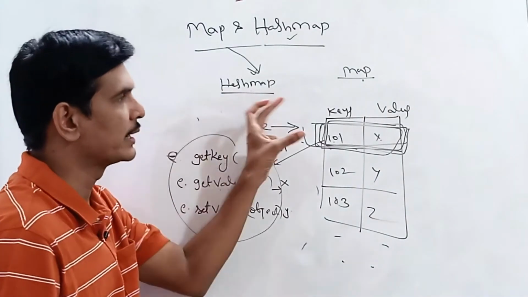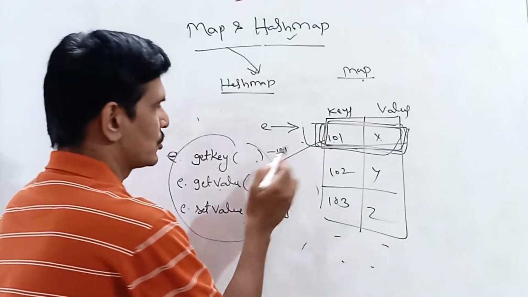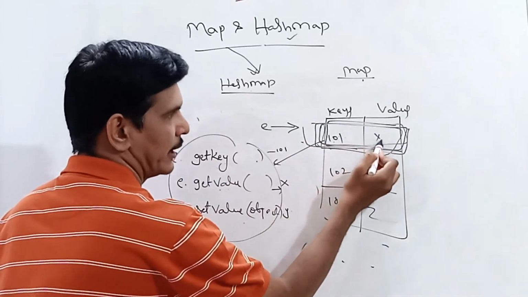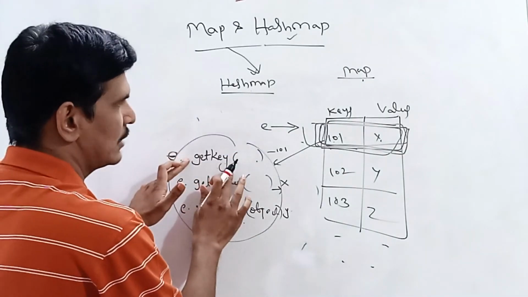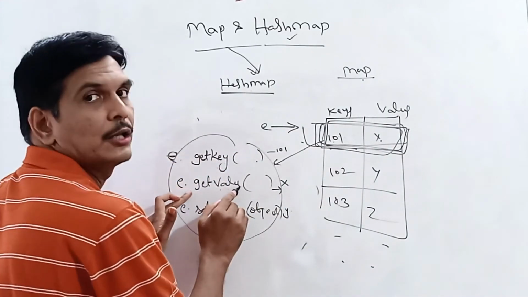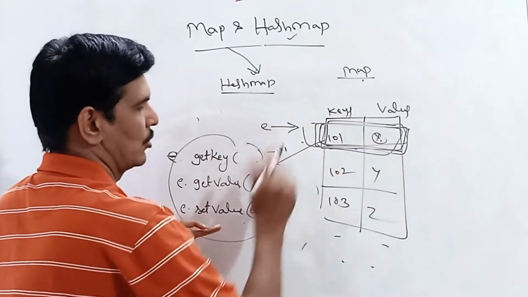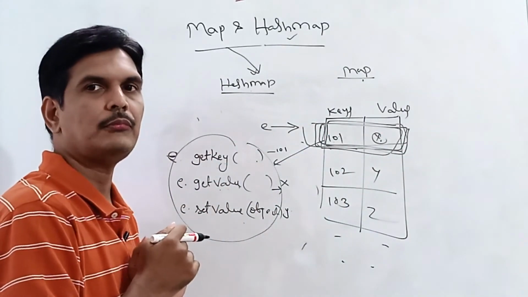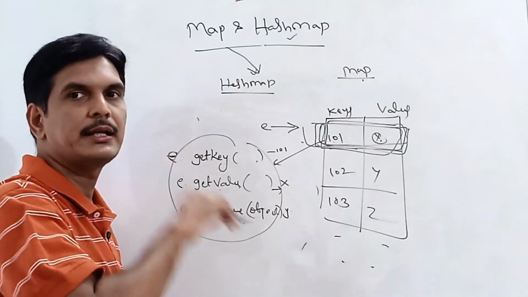They work with only an entry, not an entry set. Entry set means a combination of all the entries. Entry means one key and a value, and once we extract the key and value, we can use these methods. The getKey method will retrieve the key, the getValue method will return the value, and setValue will update or replace that value. These are all the different methods available for the Entry interface.